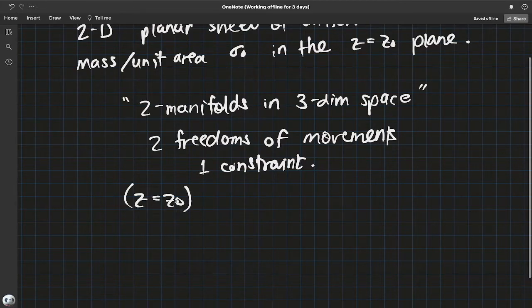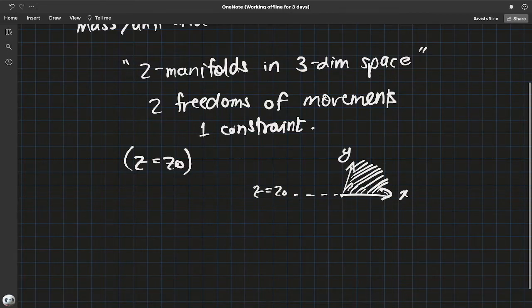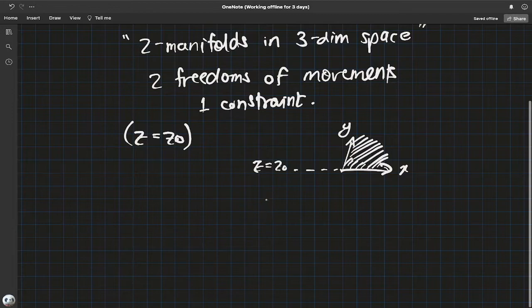So we are constraining z is equal to z naught. X and y can do whatever they want. So x and y, again using linear algebra terminology, will span the entire xy plane, but this entire plane that they span, so practically infinite, will be located at a constant value of z naught. It can't go anywhere. It's trapped at the z is equal to z naught height from the origin.